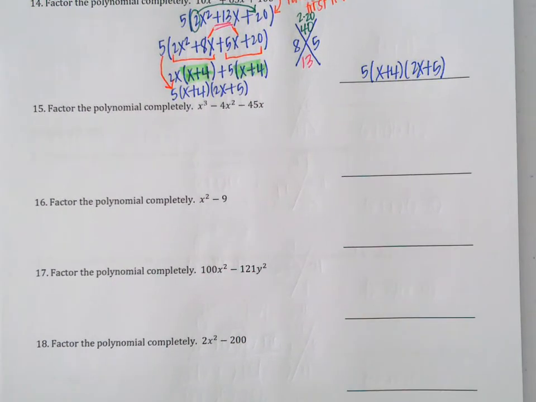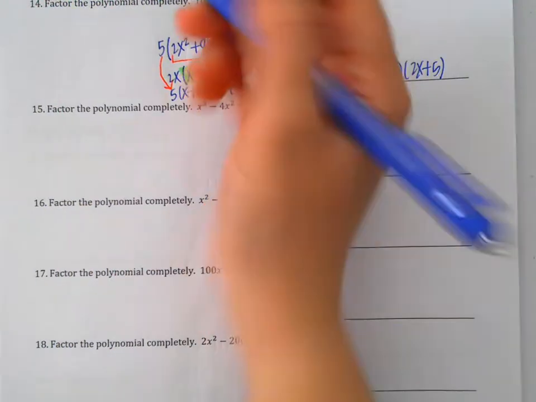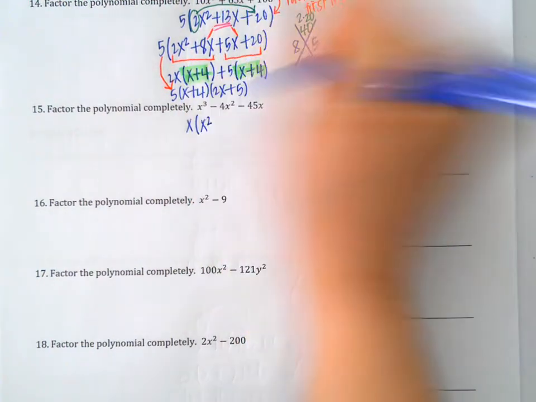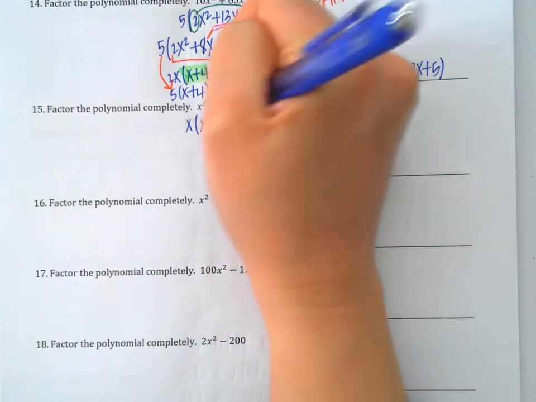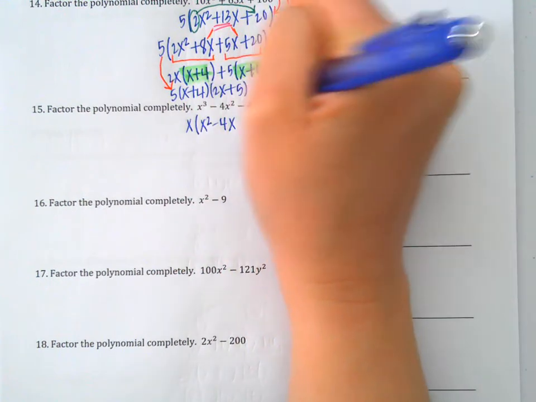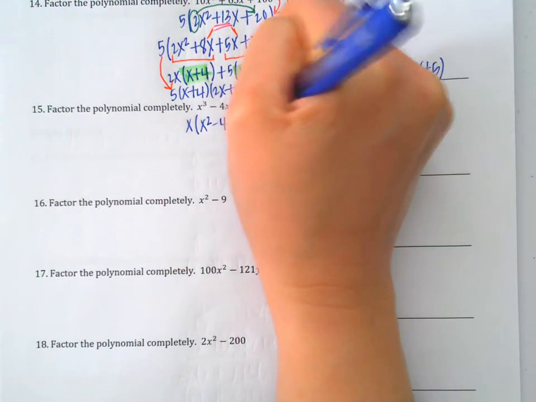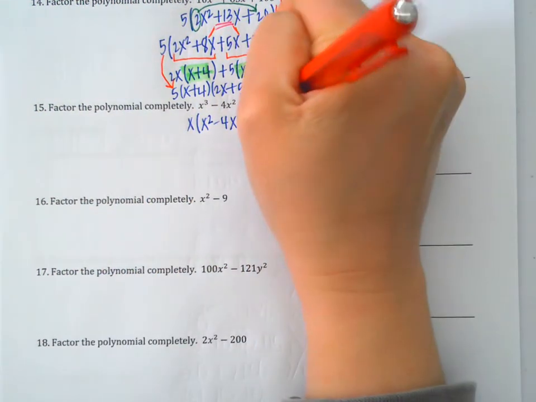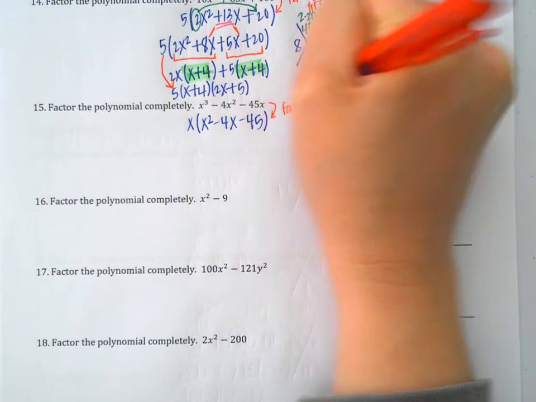Okay, so 15 says x cubed minus 4x squared minus 45x. I look to see, do they have a GCF? Well, they don't have a number in common, but what do they have in common? They all have an x term. So I can factor out an x from everything. x cubed divided by x is x squared. Negative 4x squared divided by x is negative 4x. And negative 45x divided by x is negative 45. And then it actually leaves us something nice. So the first thing we do is factor out a GCF.